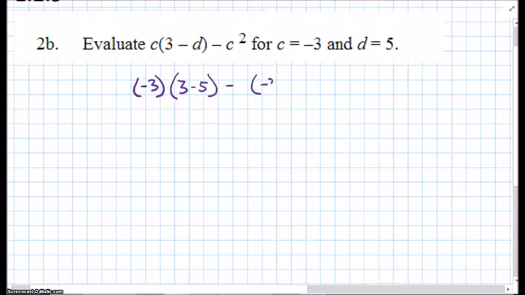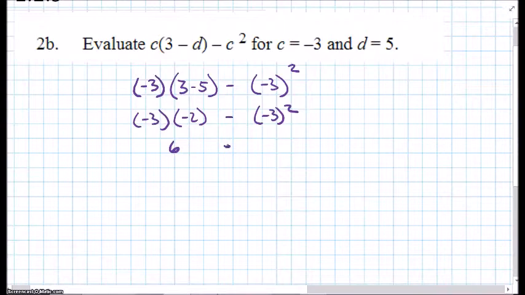minus, in parentheses, negative 3 squared. Well, deal with parentheses first, so it'll be negative 3 times, what is 3 minus 5? Well, that'd be negative 2 minus negative 3 squared. Right? What is negative 3 times negative 2? Well, that'd be positive 6. Negative times a negative is a positive. So it'd be 6 minus negative 3 squared.